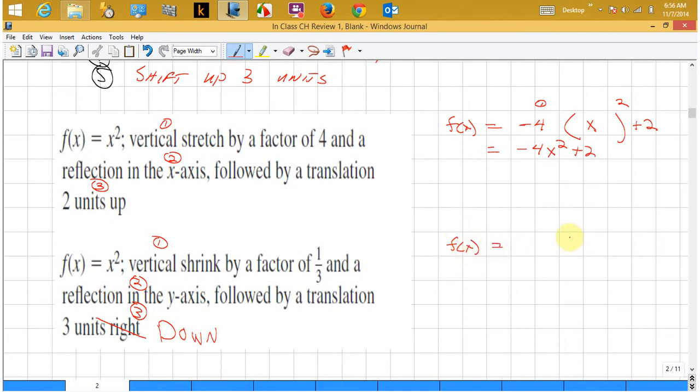And let's just set the thing up. We're going to have a parentheses. Let's give this a shot. So we start out, it says a vertical shrink by a factor of 1/3. Vertical, that's y. So 1/3 on the outside. Followed by a reflection in the x-axis. So a reflection over the x-axis would be a negative on the outside, followed by a translation 3 units down. So that'd be a minus 3. So that's what my equation would look like.